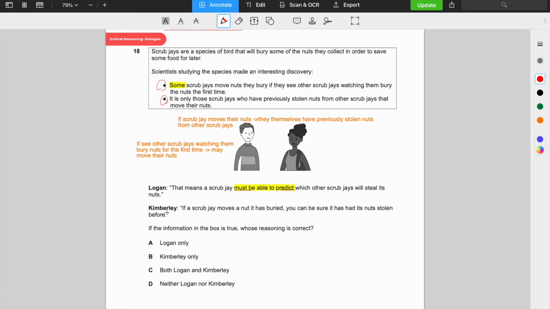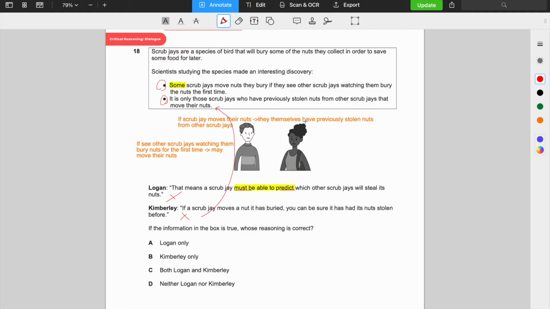Never says anywhere that. Okay, so Logan is wrong. But Kimberly says if a scrub jay moves a nut it has buried, you can be sure it has had its nuts stolen before. Kimberly is also wrong because Kimberly has misinterpreted statement 2. If you read statement 2 carefully, and we've already broken down what's going on, scrub jays will move their nuts if they themselves are culpable.